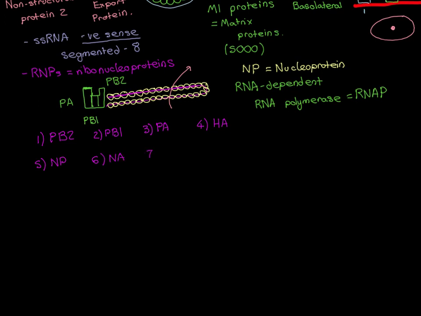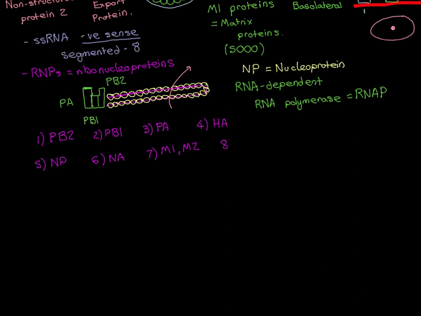On genome segment number 7, it then gets a little bit more complicated. We have more than one gene on genome segment number 7. We have the gene for the M1 protein, and we also have the gene for the M2 protein. So M1 and M2 are both on the same genome segment. They are both on genome segment number 7.